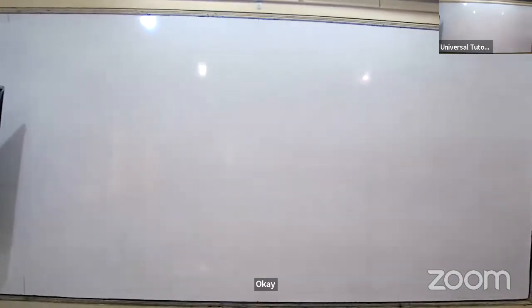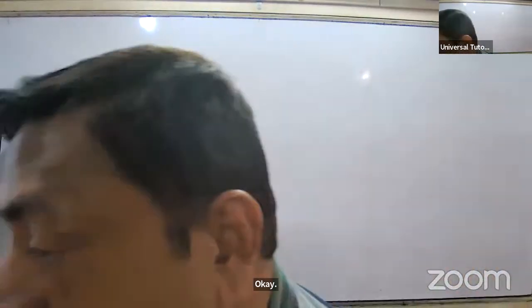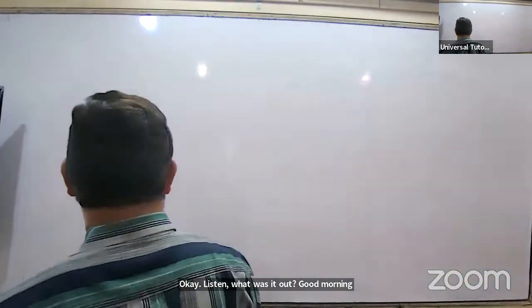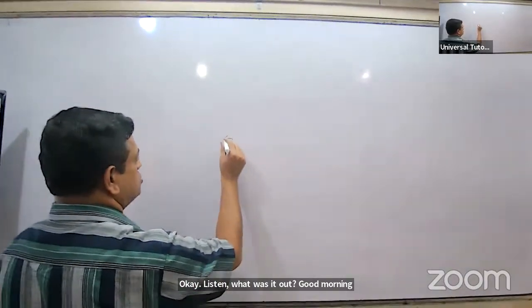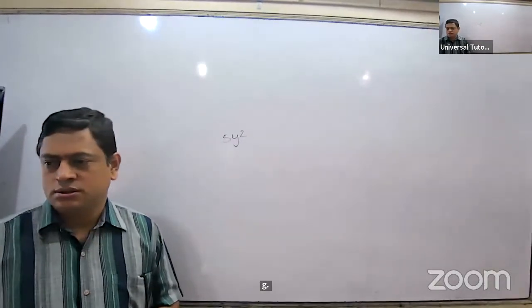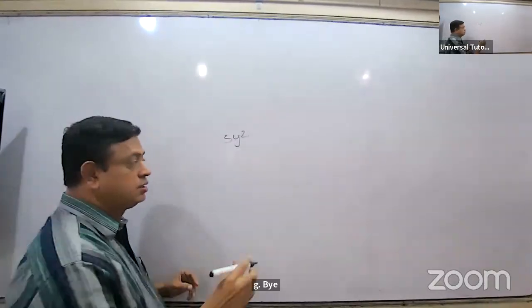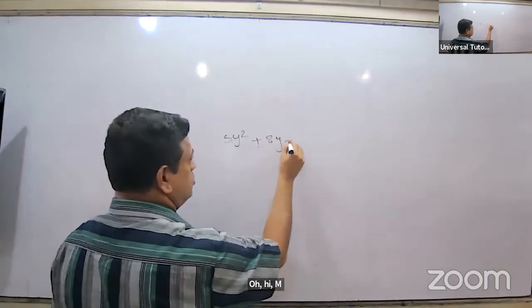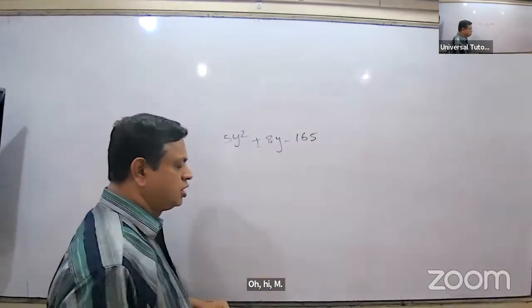Sir, but it is asking, what is that? Now, listen. What was your doubt? Sir, second question. What is your doubt? So in the third question, you have to multiply the whole number. Read the third question. 5y the whole square. 5y square. Then it's 6y. Others be quiet. 5y square. Then 8y. Minus 165. Minus 165. So you have to factorize this one.